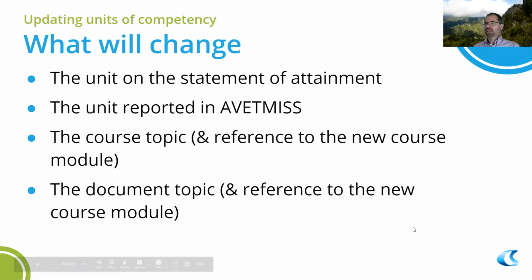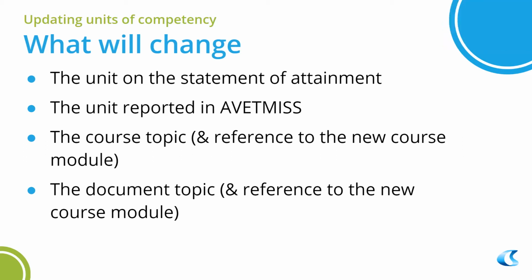Okay, so what's going to change? As a result of making these changes, the unit on the statement of attainment is going to change. The unit ID, the identifier. The unit reported in eventness will change as well. Yep. The course topic and the reference to the course module, that will change as well, because you're going to be changing the names of the course topics on the format. So they're going to change too.